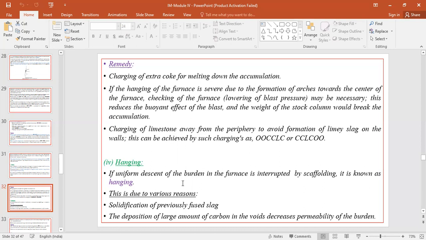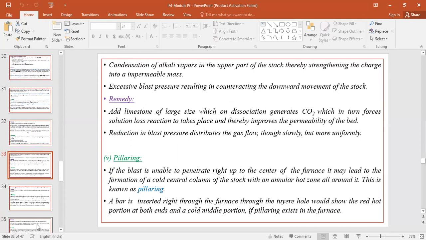So that is due to the cause of maybe fused slag or deposition of large amount of carbon in the voids that decrease the permeability of the burden, and formation of alkali vapors. So these are some of the reasons.